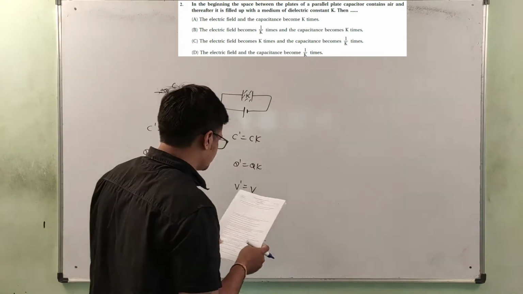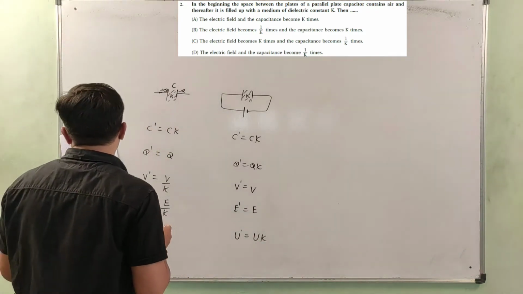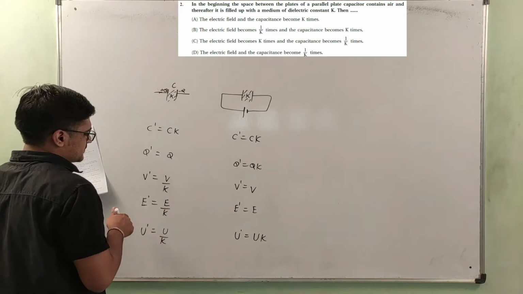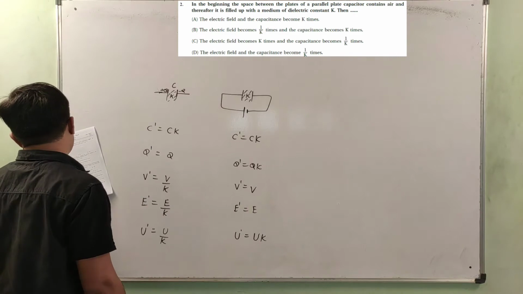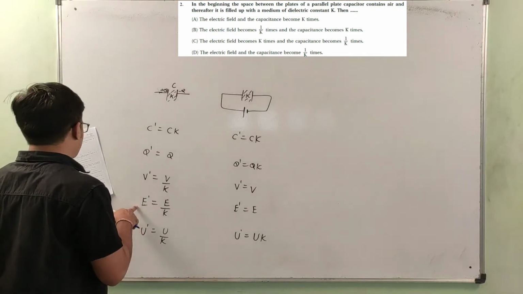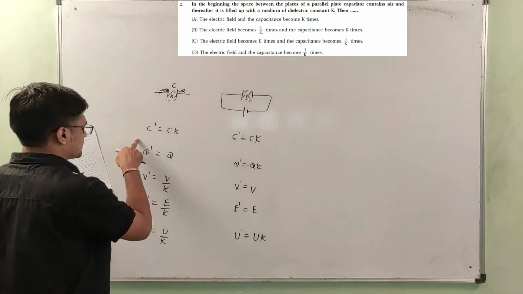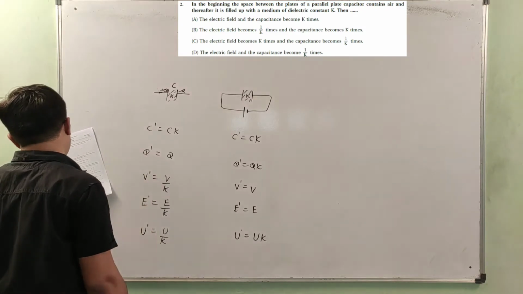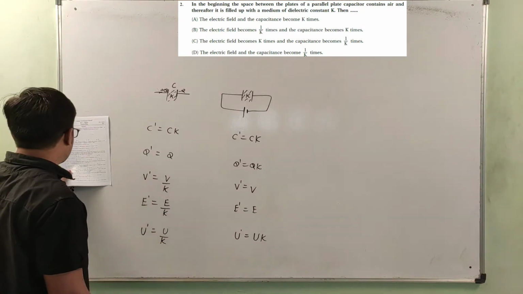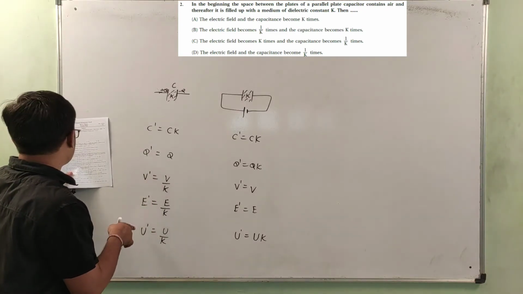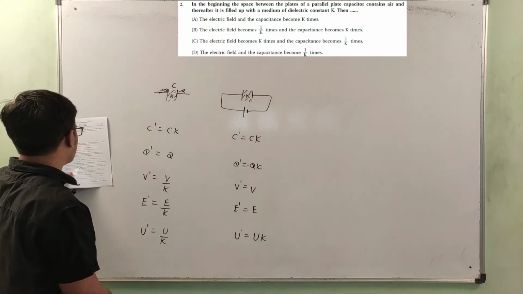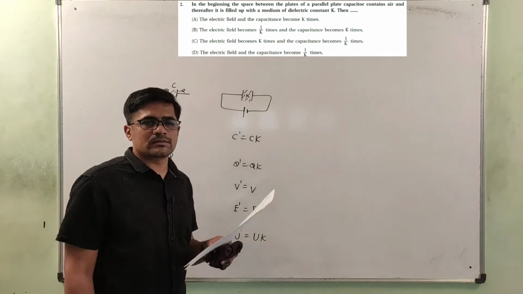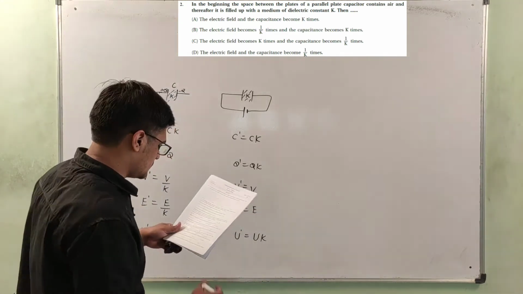Then what happens? See the options. The electric field and capacitance become K times. Electric field does not become K times. The first is incorrect. Second, the electric field becomes 1 by K times and the capacitance becomes K times. That is correct. So B option is correct. See the option number C. The electric field becomes K times. That is incorrect. The electric field and capacitance become 1 by K times. That is also incorrect. So B is our answer for this question number 2. Right.